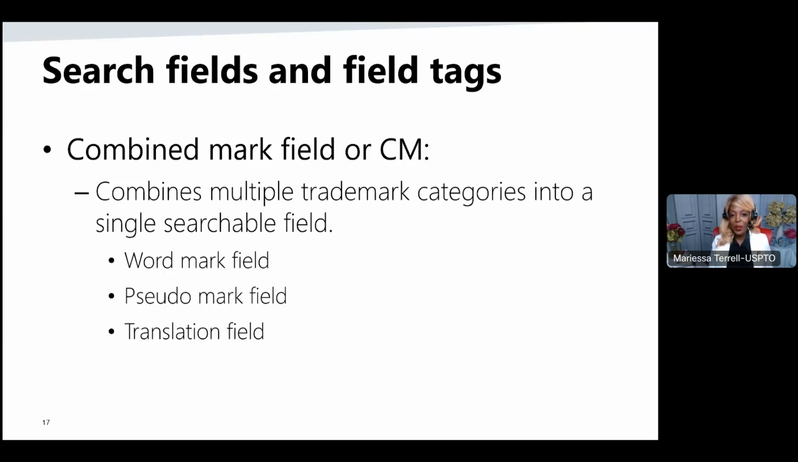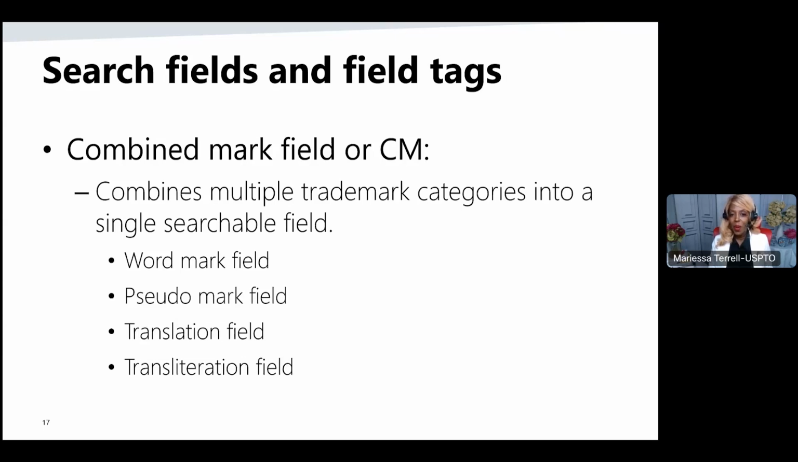One of the most popular field tags is the CM field tag. Now, if you're used to the older system, this is the equivalent of the combined mark field tag, okay? When you search using CM, you are searching multiple fields at once, okay? So you're already getting more bang for your buck. You're searching the word mark field, the pseudo mark field, the translation field, and the transliteration field all at the same time. Now, you might be wondering what in the world is a pseudo mark field?